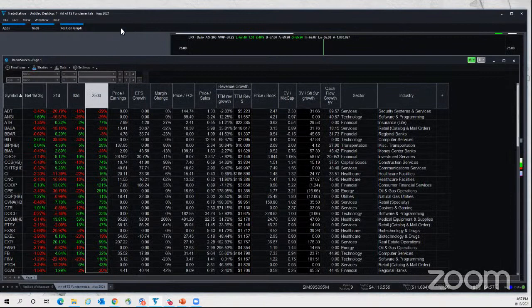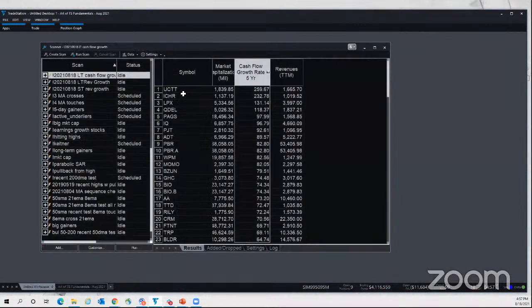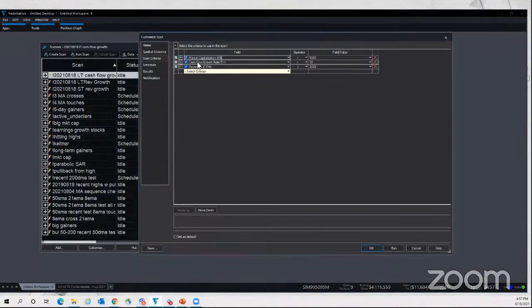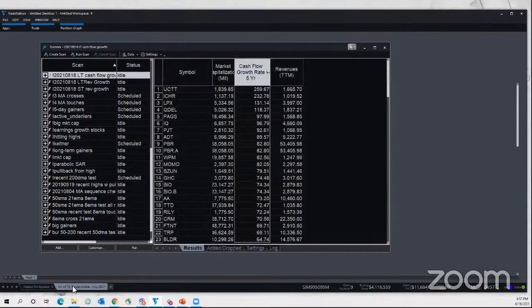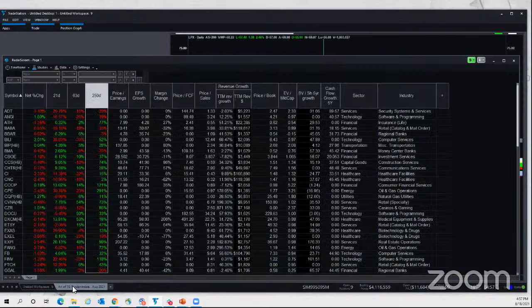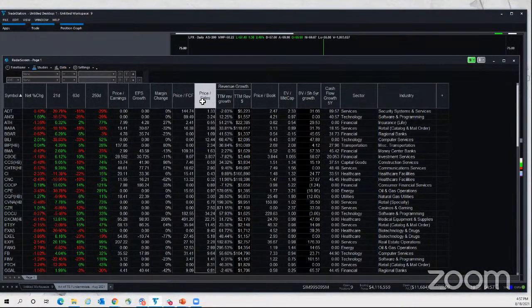Now, these criteria that are here in Scanner live in Scanner, and they are not available directly in Radar Screen. So what I've done is I've created a series of custom indicators for you guys, which are in these columns. These are custom indicators. This is Dave Russell's coding.